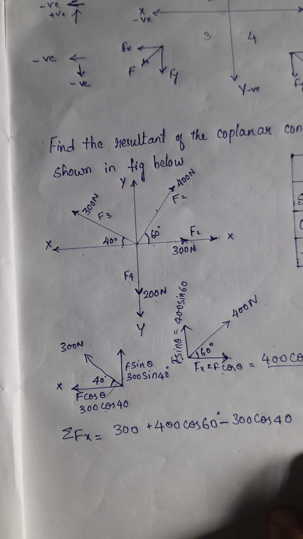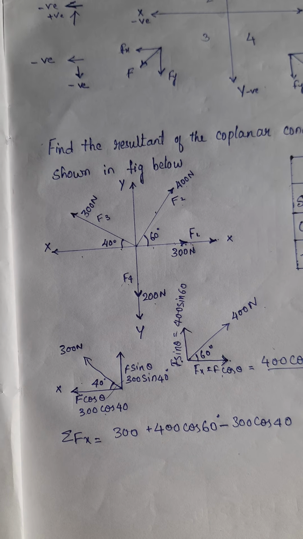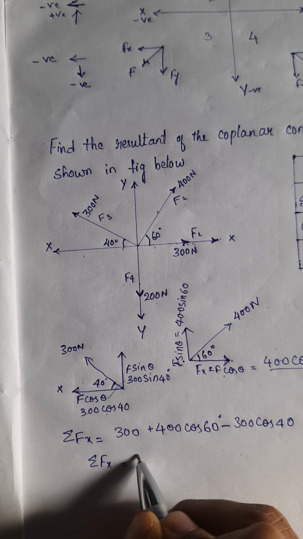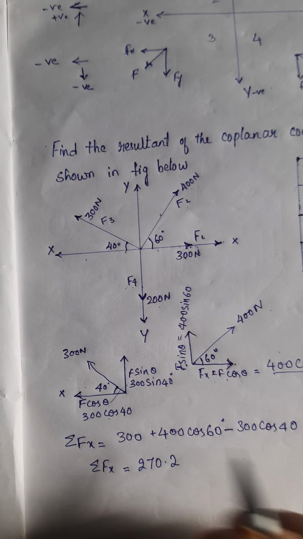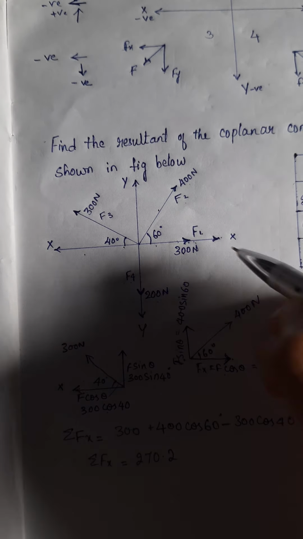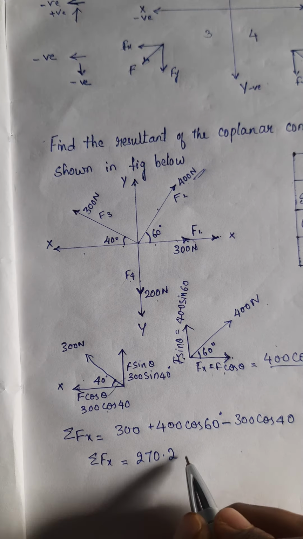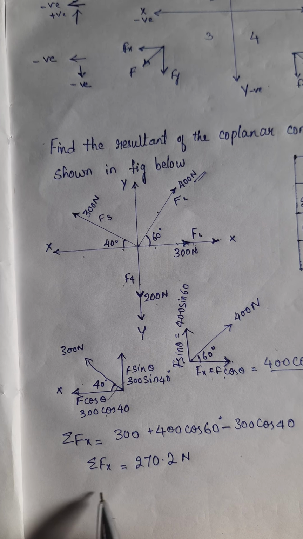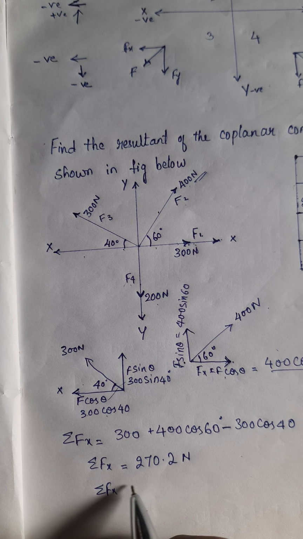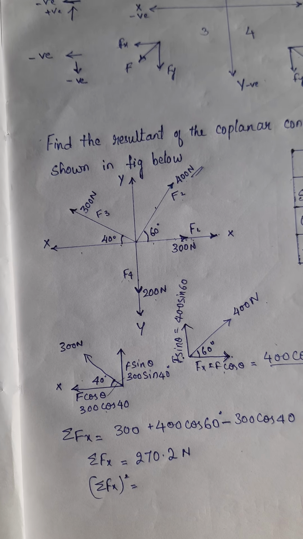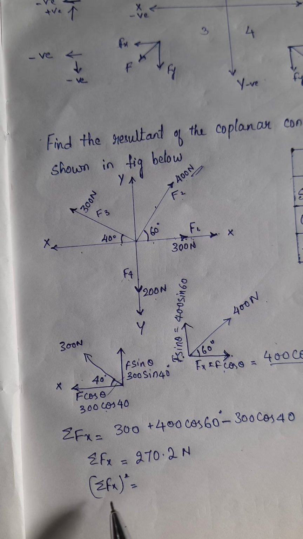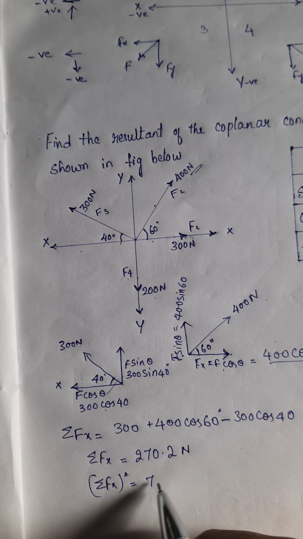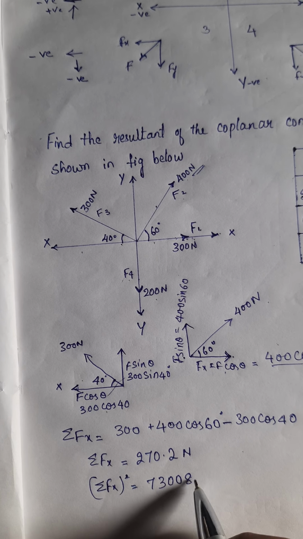After this, we have to use your calculator and get the solution. You will get your answer as 270.2 Newtons. We need the square of it, sigma Fx square, because in the resultant we have to sum it up. So sigma Fx square, what we are getting here, is 73008.04.